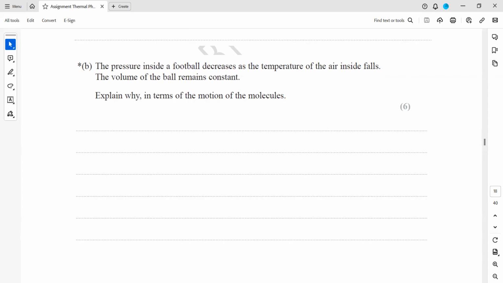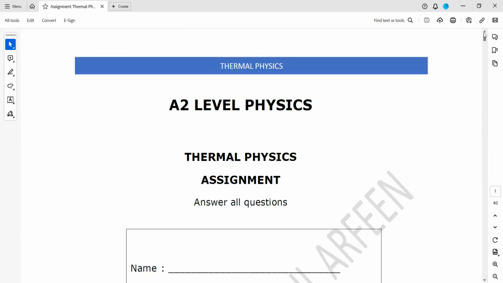So this was the thermal physics question. 22 and 23.